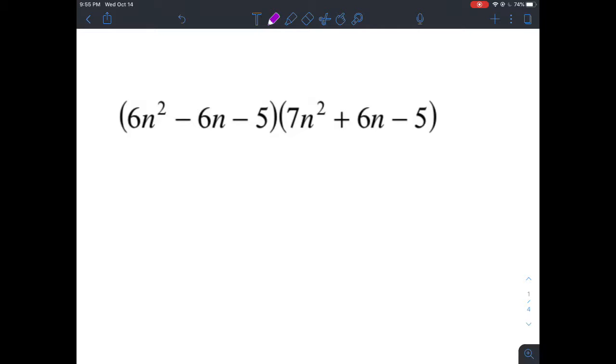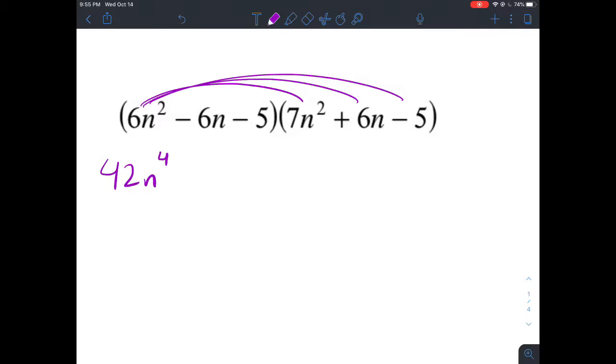All right. So technically, you can go beyond this. You can do one that's 4 terms times 4 terms, 5 terms times 5 terms, 4 terms times 2 terms. You could do a bunch of different ones. This one is 3 terms times 3 terms. So the first guy is going to go visit everyone in the second group. All right. So we're going to get 42n to the 4th. And then we're going to get plus 36n cubed and negative 30n squared.